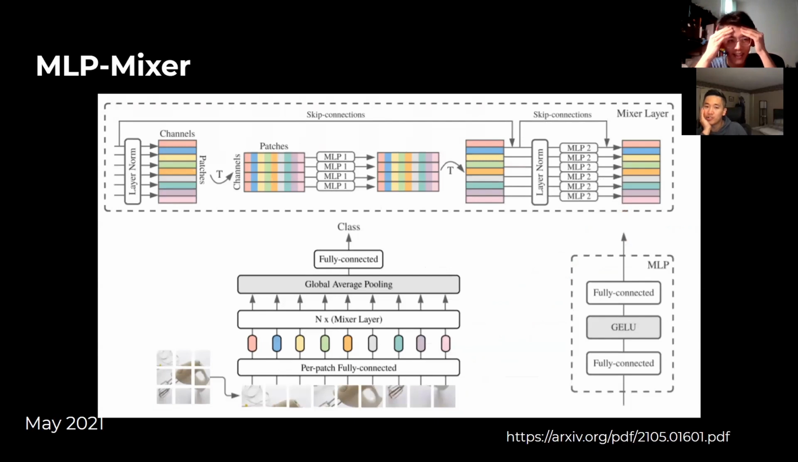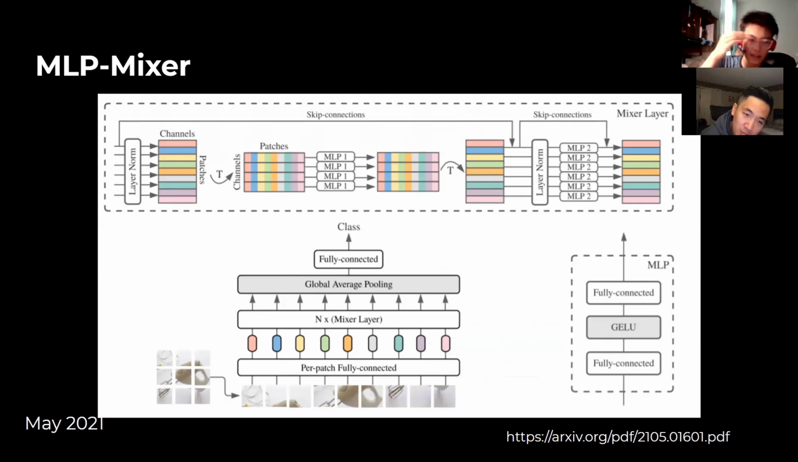Yeah, this part, like channel, think of it. This is the main part. Mixer. It's just mixing stuff together. You're getting patches, throw them into something, transpose it, throw them into something, transpose it.